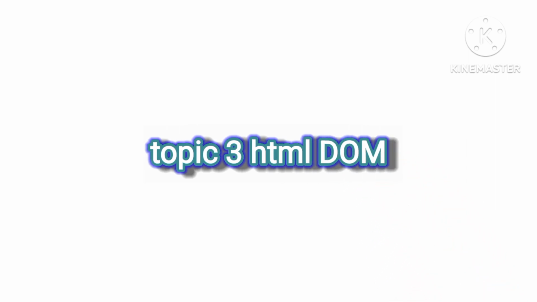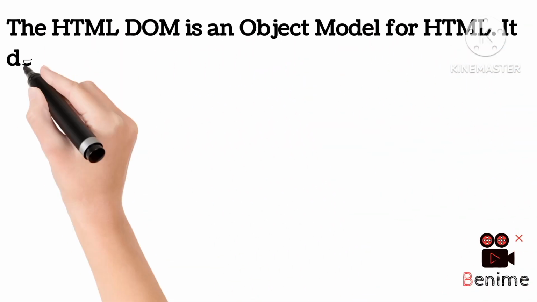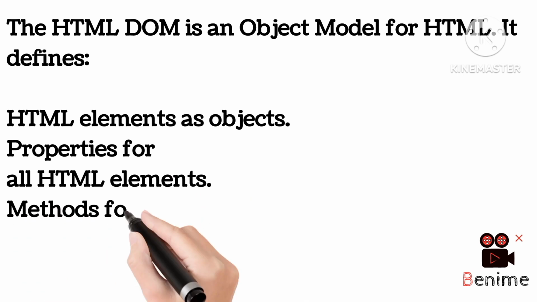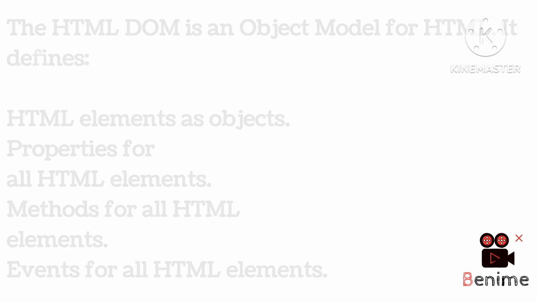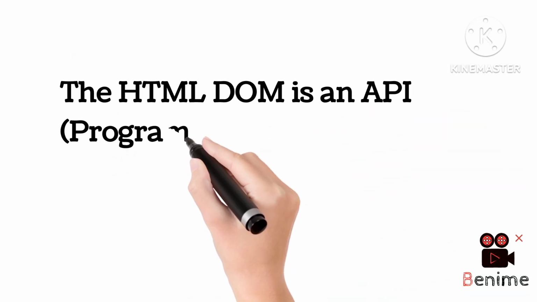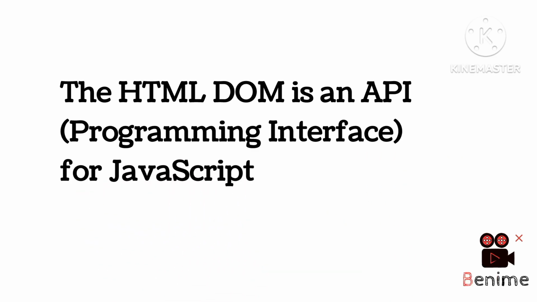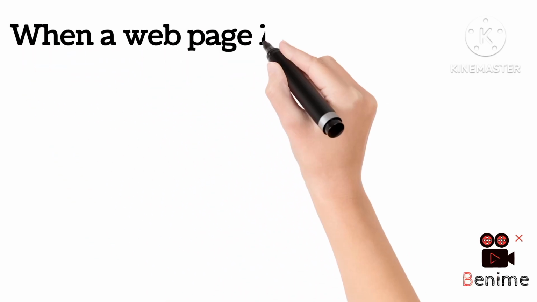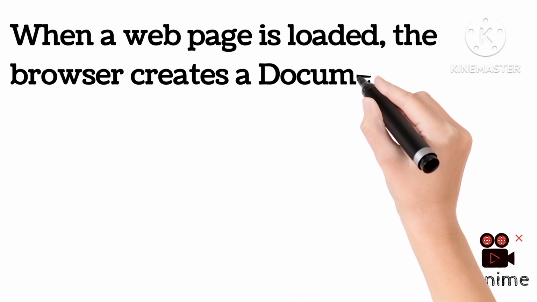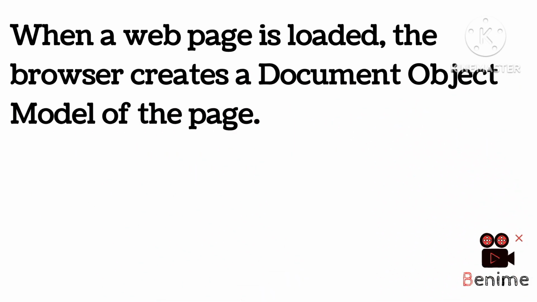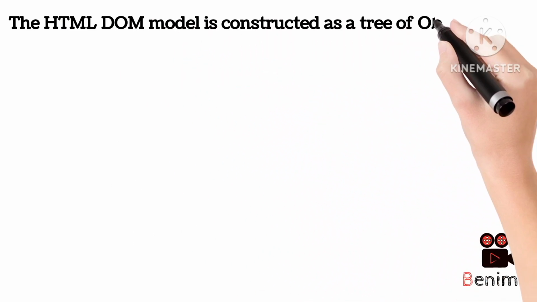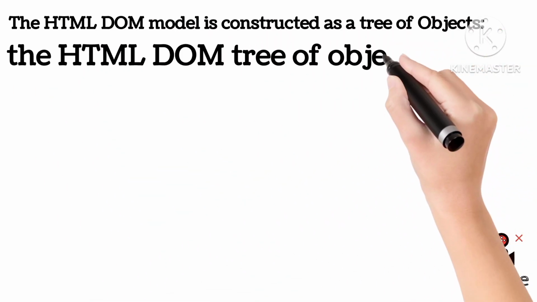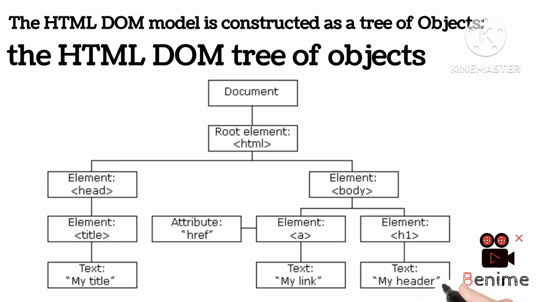Topic number 3, HTML DOM. What is HTML DOM? The HTML DOM is an object model for HTML. It defines HTML elements as objects, properties for all HTML elements, methods for all HTML elements, events for all HTML elements. HTML DOM is an API programming interface for JavaScript. When a web page is loaded, the browser creates a document object model of the page. The HTML DOM model is constructed as a tree of objects. The HTML DOM tree of objects is represented to you on the screen.